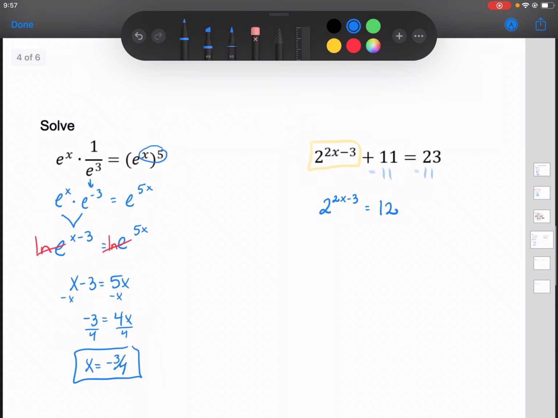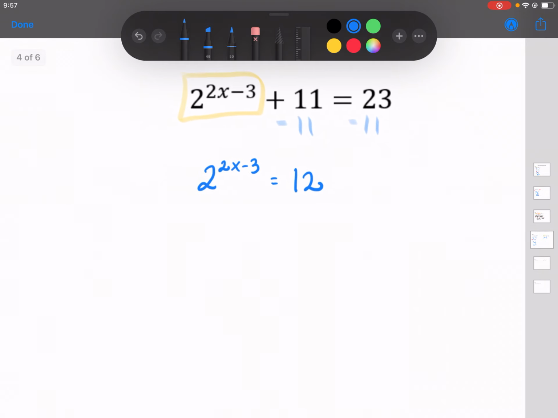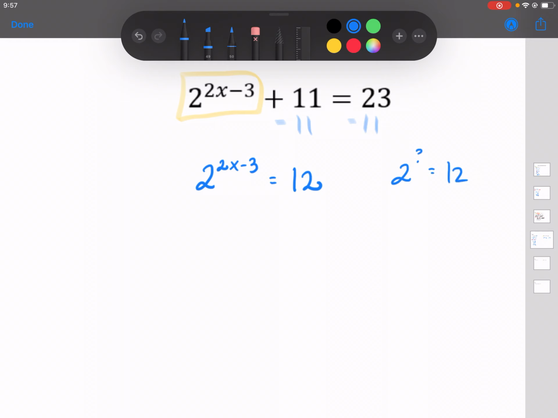Now, if you can get them to be the same base, that's fantastic. But if not, like in this case, 12, I can't make that, well, you can make it 2 to some power, but I don't know the power off the top of my head since it'll be a decimal. So if that's the case, I'm going to end up using a log, and I'll match the base that has the exponent. So I'm going to do log base 2.